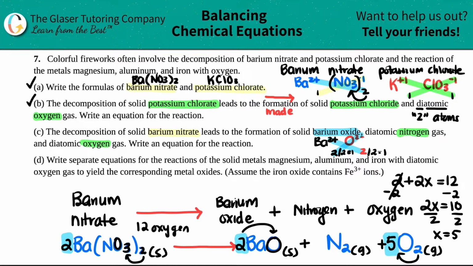And now let's just see if the nitrogens are balanced. I have 2 nitrogen on the reactant side. There was a 2, but now I'm multiplying it by 2, so I have 4. What number in front of here is going to get me 4 nitrogens? 2 times what? Oh, 2 times 2. And now everything is balanced. That's the answer for C, okay? So 2BaNO3, solid, yields 2BaO solid plus 2N2 plus 5O2, and that is your answer for C.